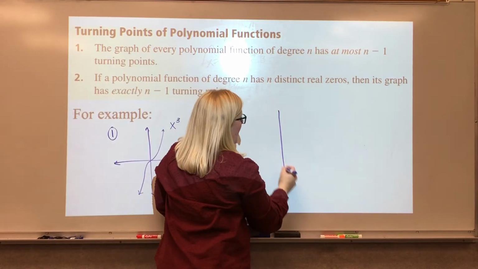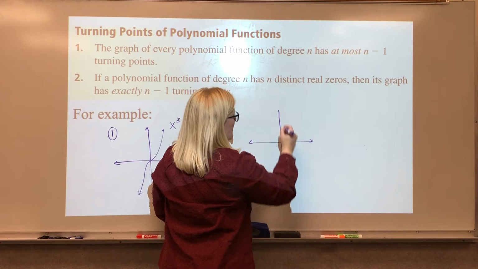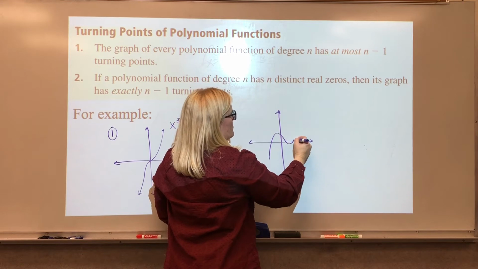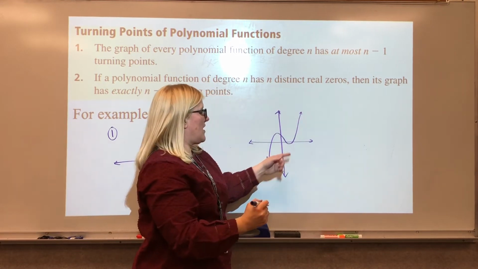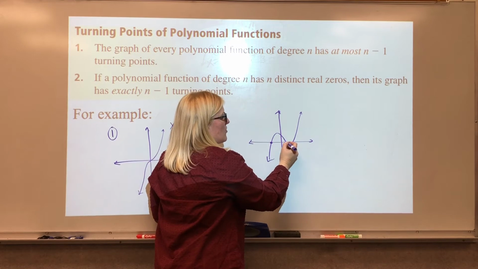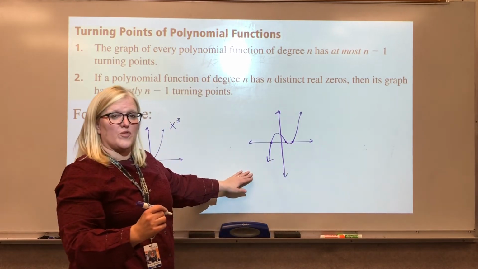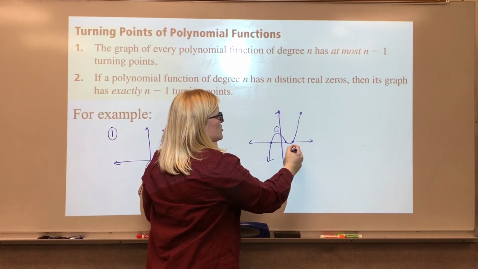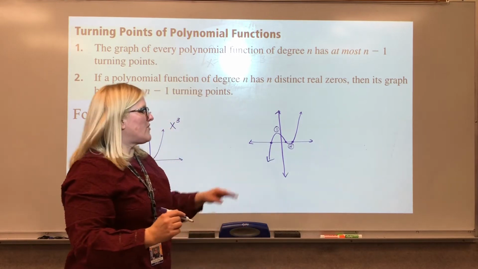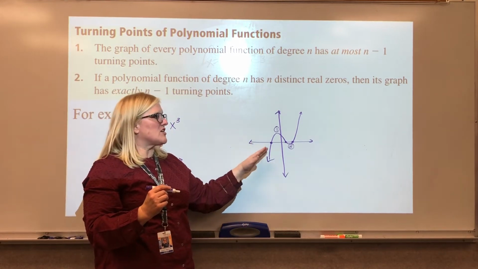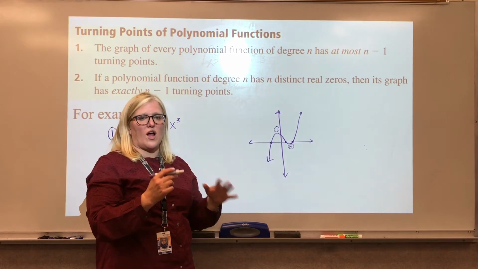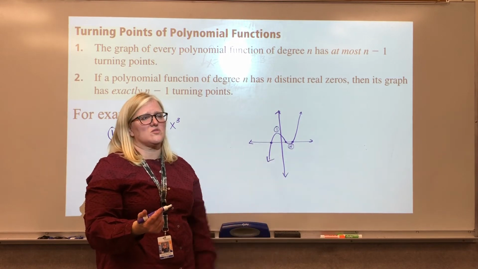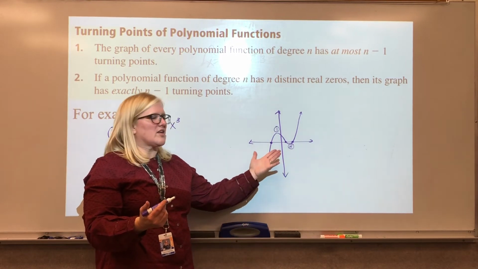However, if I have something with x to the third, and it goes like this, I have 3 real solutions, 3 real zeros, and I have 1, 2 turning points. So if I have a function with 3 real roots, it crosses the x-axis 3 times, I can only have 2 turning points, and that makes sense. This is really just a complicated way of looking at this.